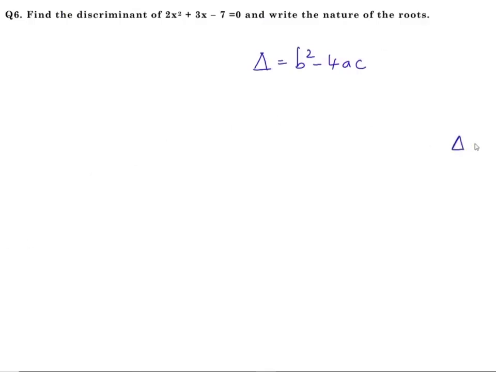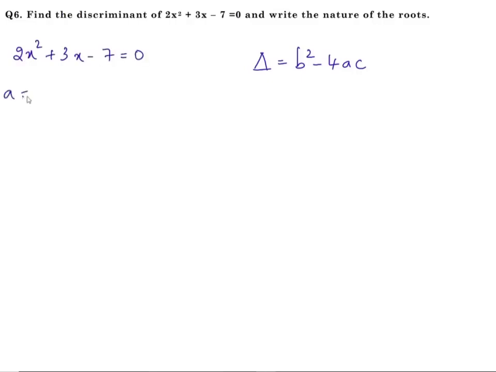If discriminant delta is 0, the roots are real and equal. If discriminant delta is greater than 0, the roots are real and distinct. If discriminant delta is less than 0, the roots are not real, that means imaginary. We need to find out the nature of roots after finding the discriminant. What is the given quadratic equation? 2x square plus 3x minus 7 equals 0.